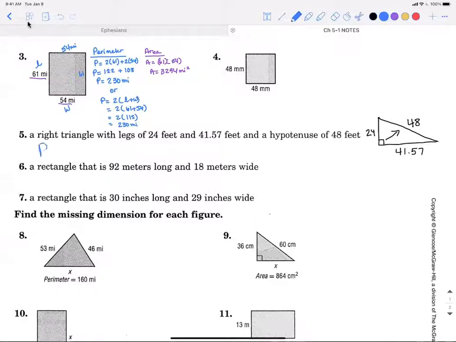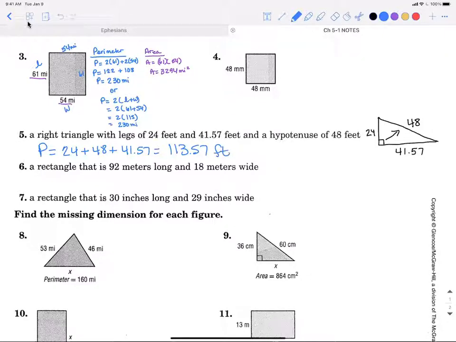So perimeter of a triangle is just adding up those sides. So 24 plus 48 plus 41.57 equals 113.57. And somebody that hasn't said anything yet today, how do I label this? Bella, how would I label this? Feet. Okay, just plain old feet.